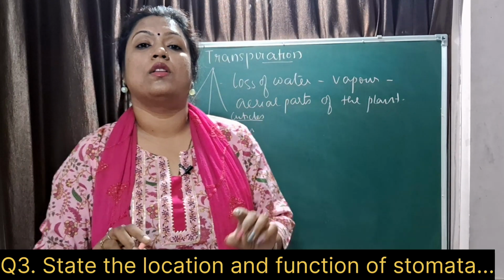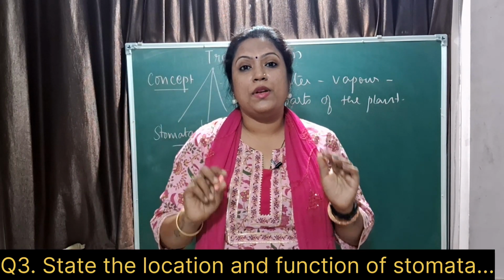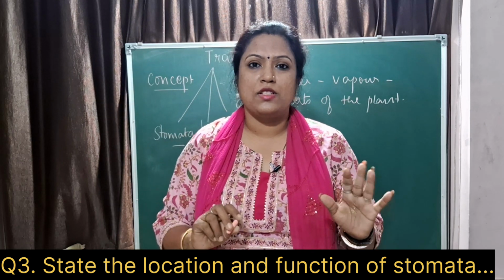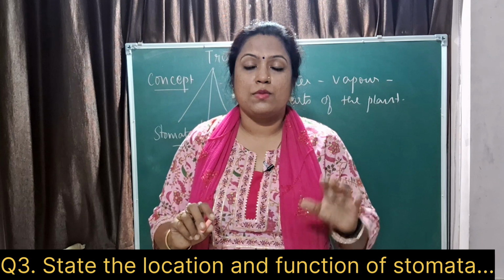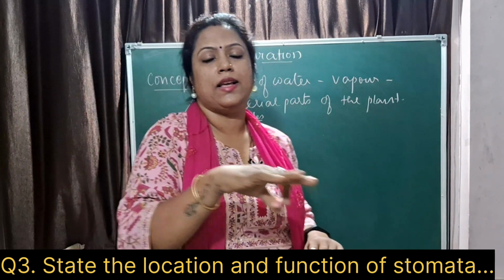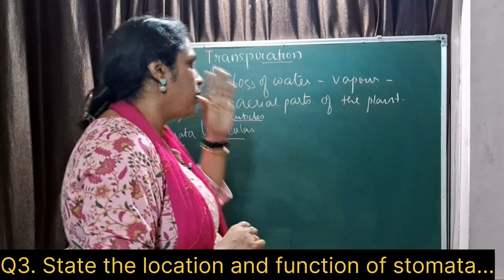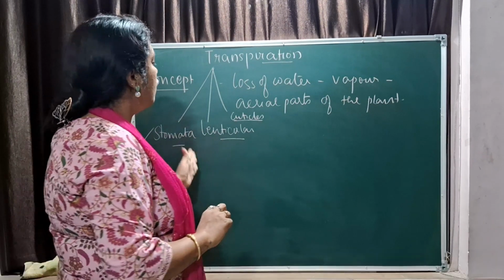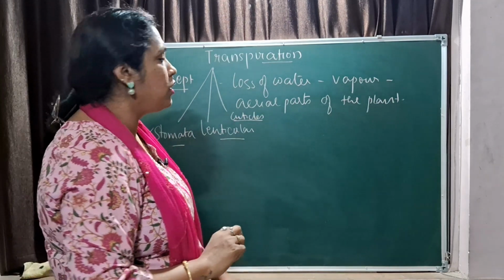Lenticels are present on the epidermal surface of the older stems. They are not present on the green stems and the weaker stems. In older stems, lenticels are present, and cuticles are a waxy layer present on the leaves. Okay. So maximum transpiration obviously occurs from stomata, followed by the lenticels, and least from the cuticles.